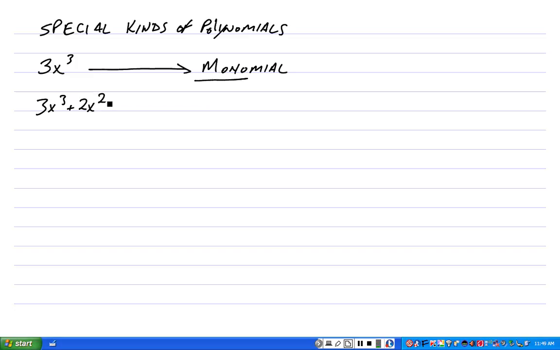Now we have two terms. One term, two terms. Two terms. Binomial. Bi meaning two, like a bicycle, two tires. Okay, two wheels.